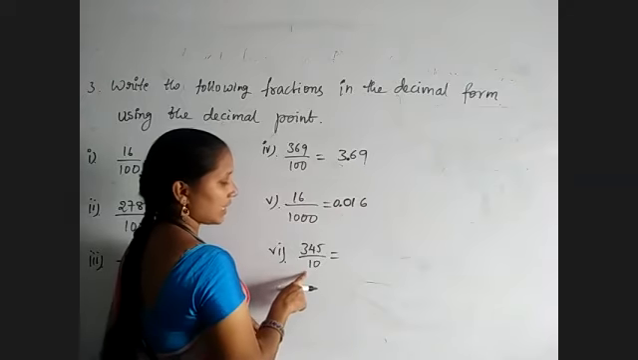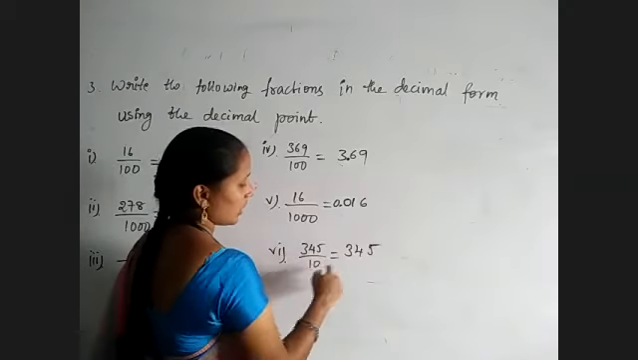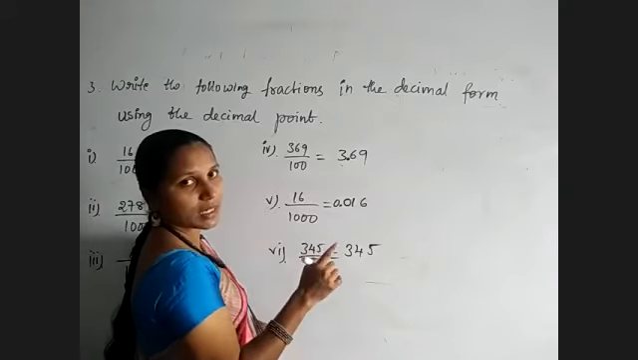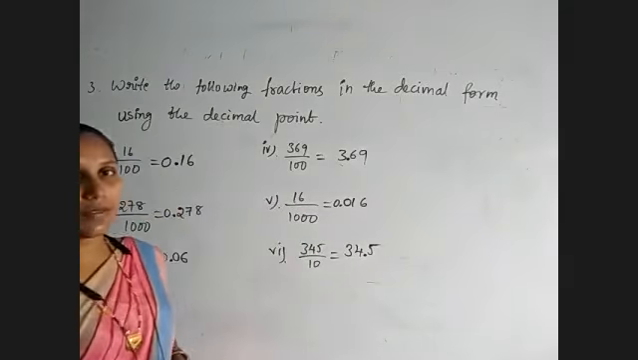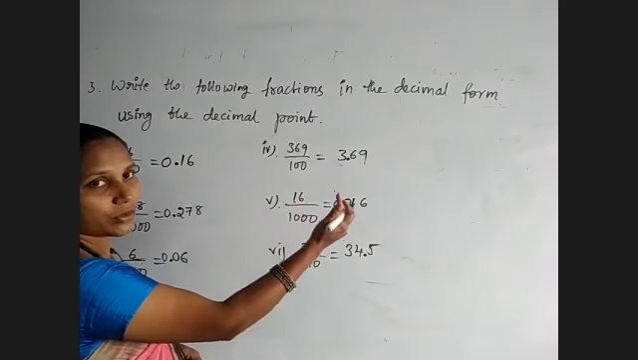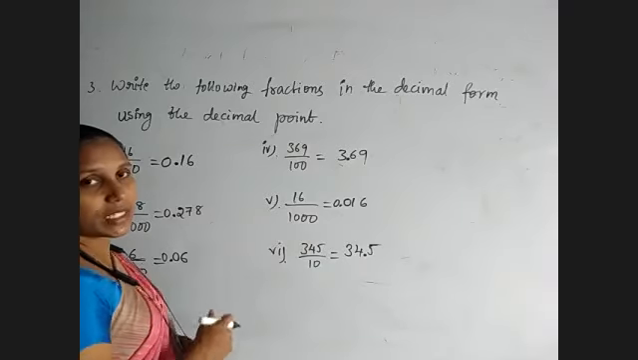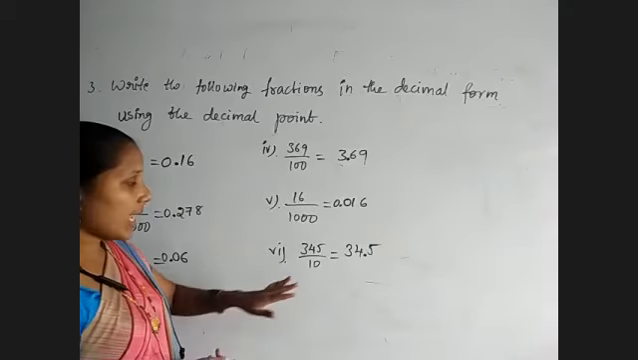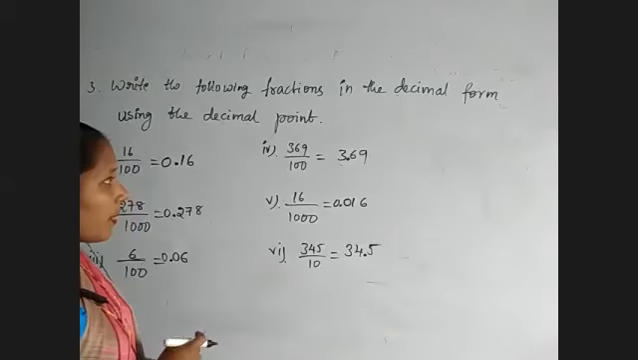Here 345 is the number, but the denominator is only 10, which means we get only 1 decimal digit. So that is 34.5. Remember, always count the digits from the right side. Before those many digits, we need to keep the point, as many as there are zeros in the denominator.